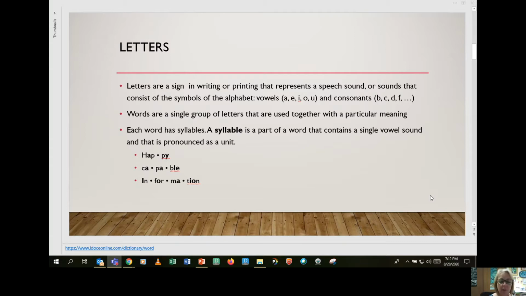So we can also say not only is the vowels A, E, I, O, U, we can add Y, because Y sometimes sounds like I or E. So if we look at our examples, the first word is happy. Two syllables, two vowel sounds, A in hap, E in py. So the Y sounds like a vowel. So two syllables. So remember, a syllable is just a part of a word that is pronounced as a unit.